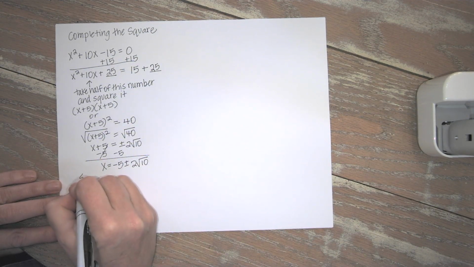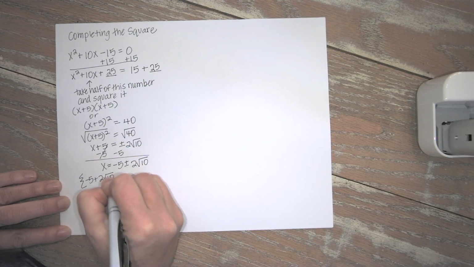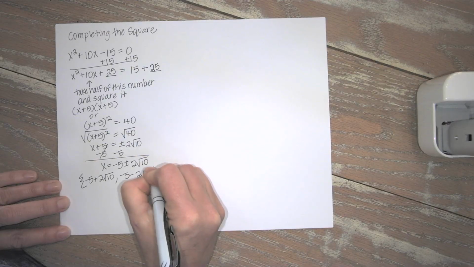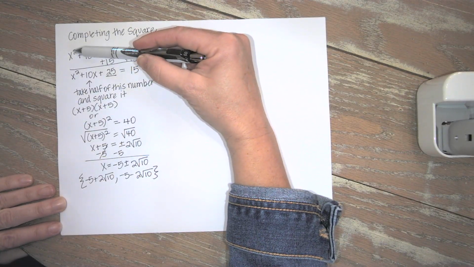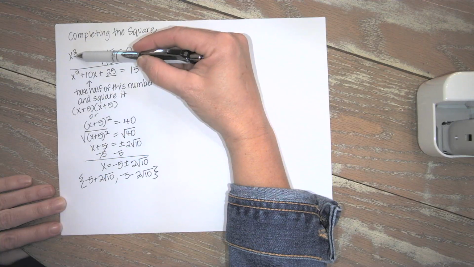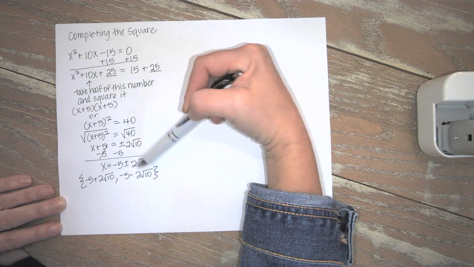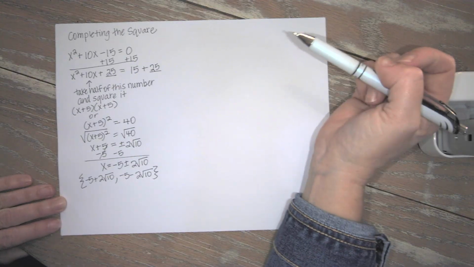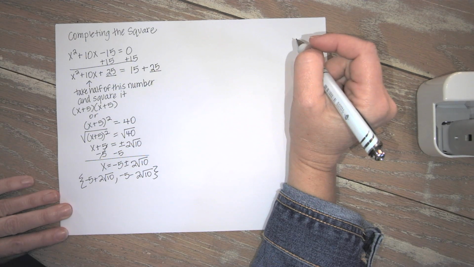So our answers are negative 5 plus 2 square roots of 10 and negative 5 minus 2 square roots of 10. Remember, in a quadratic equation, the highest power being a 2 tells you how many answers you're supposed to get. So we should always come out with 2 answers. That's where the plus or minus comes in here. Alright, so let's do a couple more completing the square problems.